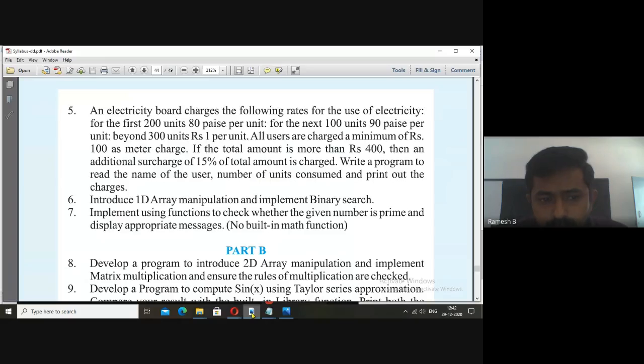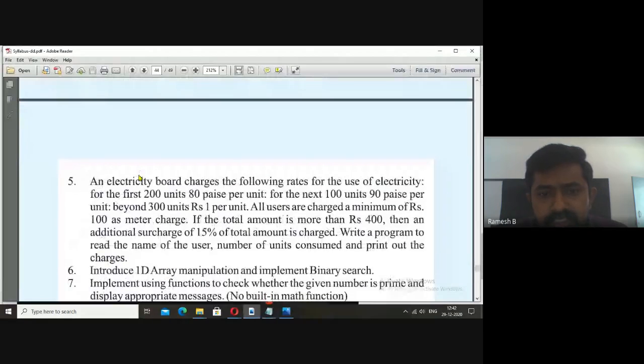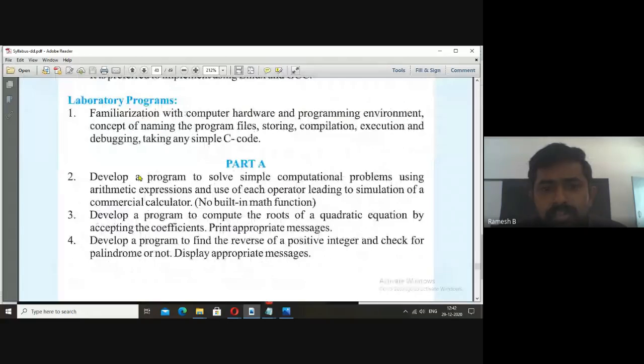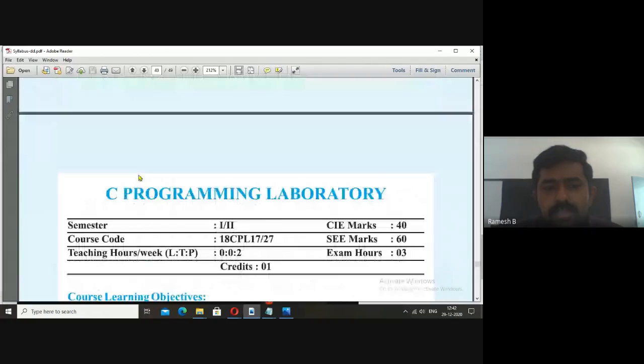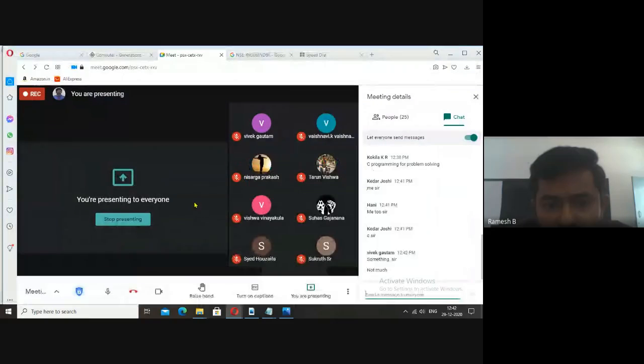So here we'll be having nearly 15 programs, part A and part B, where we are writing simple programs. Please type me the subject name and lab name, every one of you: C Programming Laboratory.